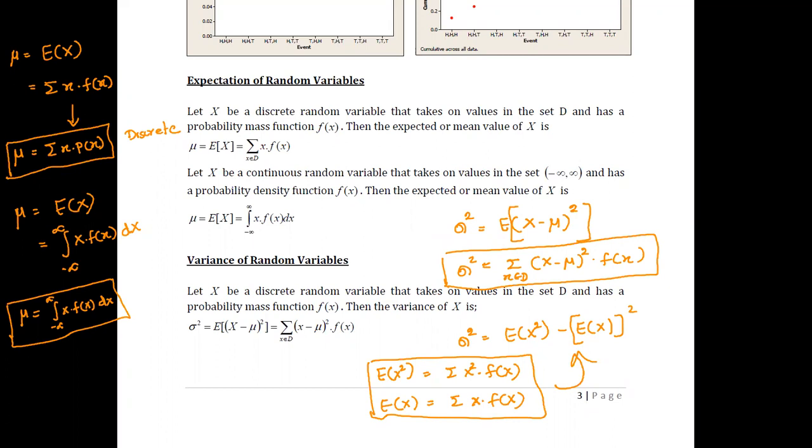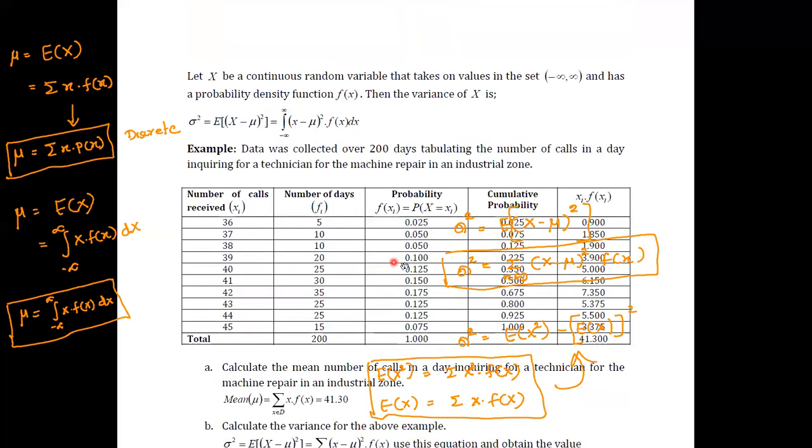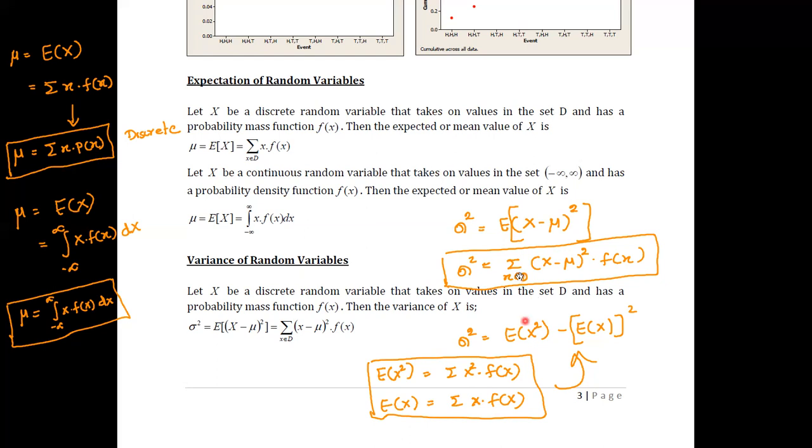Then if you move to obtaining the variance of a random variable, if it is a continuous random variable, what we need to do is just replace this summation with the integration. That is the only thing we have to do.